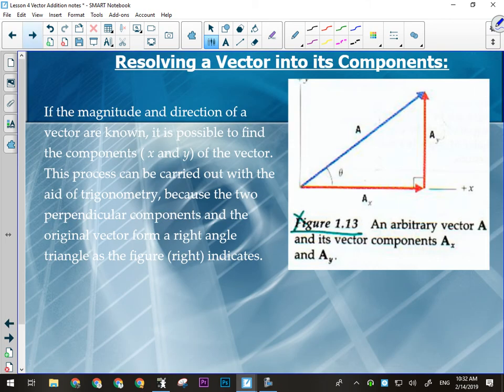So if we know the magnitude and the direction of a vector quantity, which we should, it's a vector quantity after all, we should always know those two things about it, then it's possible to find the horizontal and vertical parts of it using trigonometry. So if I know how big A is, let's just say it's 300 meters, and I know what direction it's going, let's say it's 40 degrees north of east, can I figure out how far east it goes?